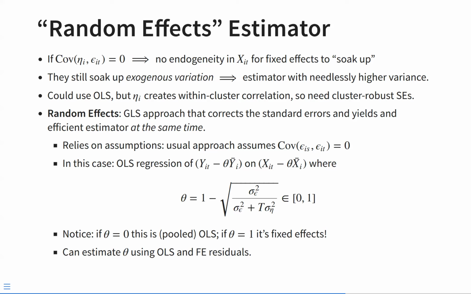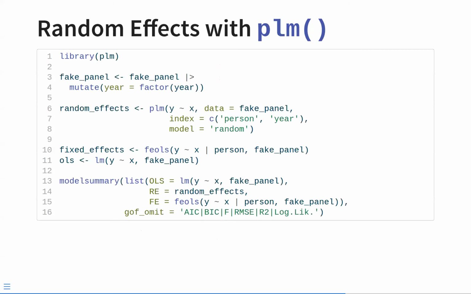How do we do that? Well, one way we could estimate it is by using the residuals from OLS and fixed effects, although I'm not going to get into that in too much detail. Just to show you what's involved, you would need to compute some kind of estimate of sigma epsilon squared and sigma eta squared. So let's do it using PLM, which will take care of all the details for us.